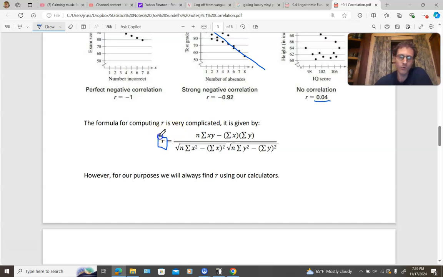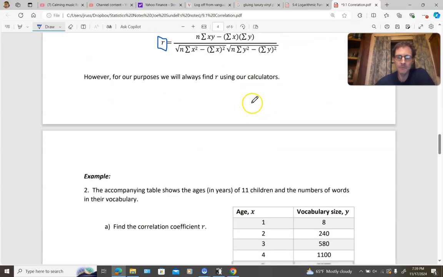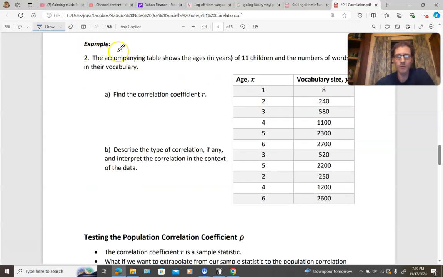Okay, so when we have a sample and we have data for two different variables, we're going to enter those in two different lists in the calculator. We're going to let the calculator sort out how strong that correlation is. Okay, and that's what we're going to look at now with example 2 here. So the two variables that we're looking at are age. These different values would be our different values of x, our independent variable, and then the corresponding vocabulary size. These would be the values for y.